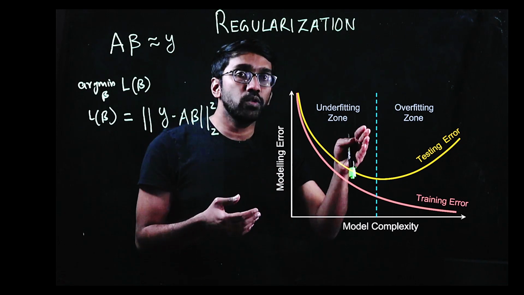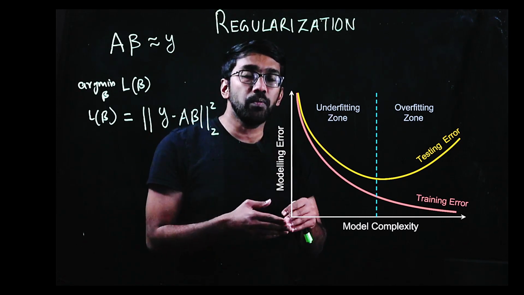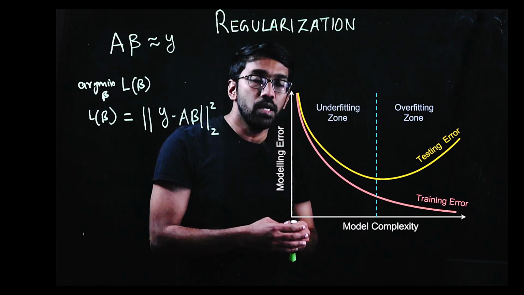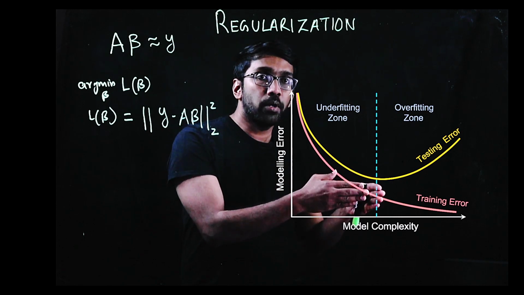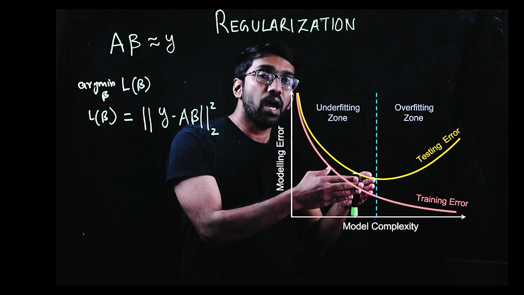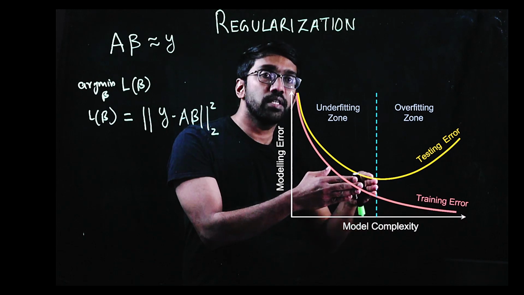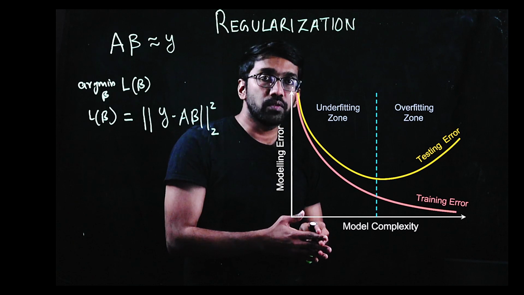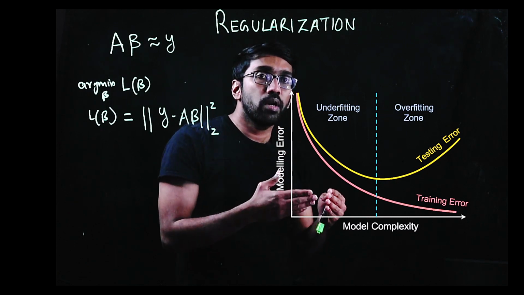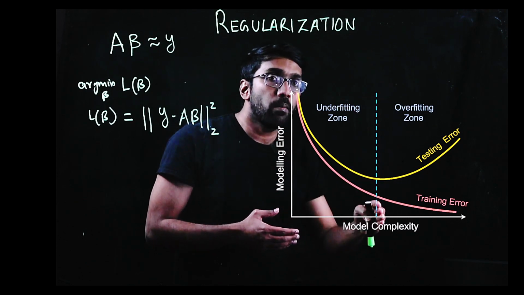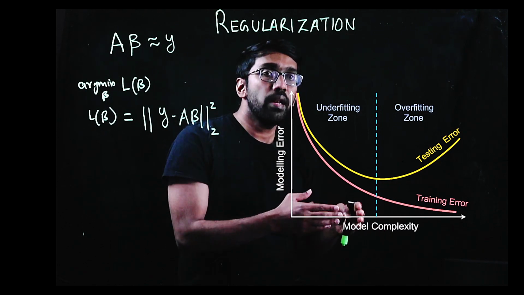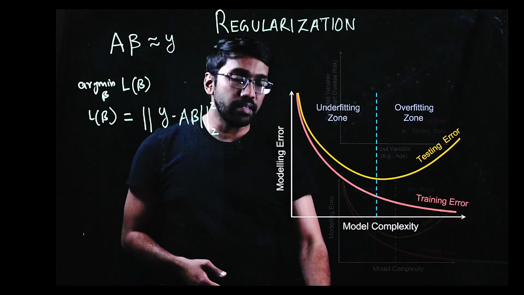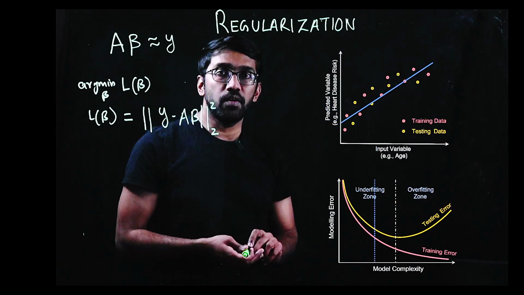Now you can see that there are two zones in this particular graph. One is the underfitting zone, where both training and testing error are decreasing. This will continue up to a particular point, and interestingly after that, even though the training error decreases, the testing error increases. So this right zone is called the overfitting zone. We are looking for a model which works in the modeling complexity where we have minimal testing and training errors.